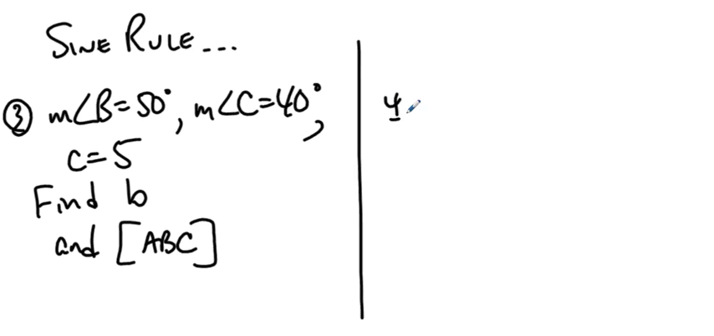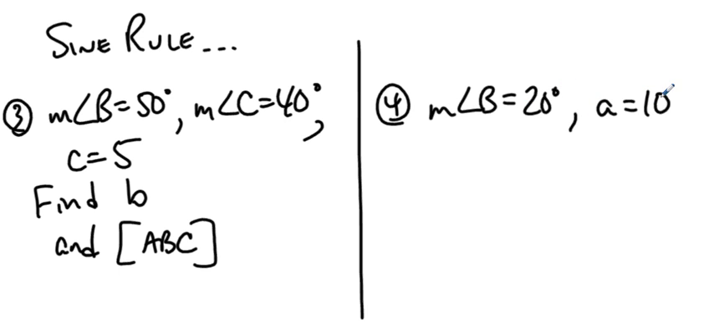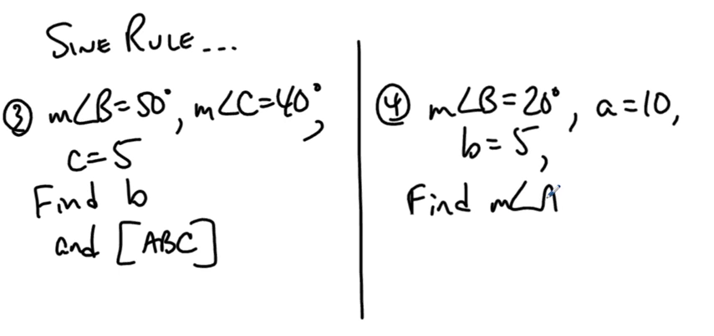And then, again, in a triangle ABC, if the measure of angle B is 20 degrees and A is 10 and B is 5, I think you should find the measure of angle A and the area of the triangle. But I don't just want you to find measures involving the sine rule. I want you to find measures involving the cosine rule.